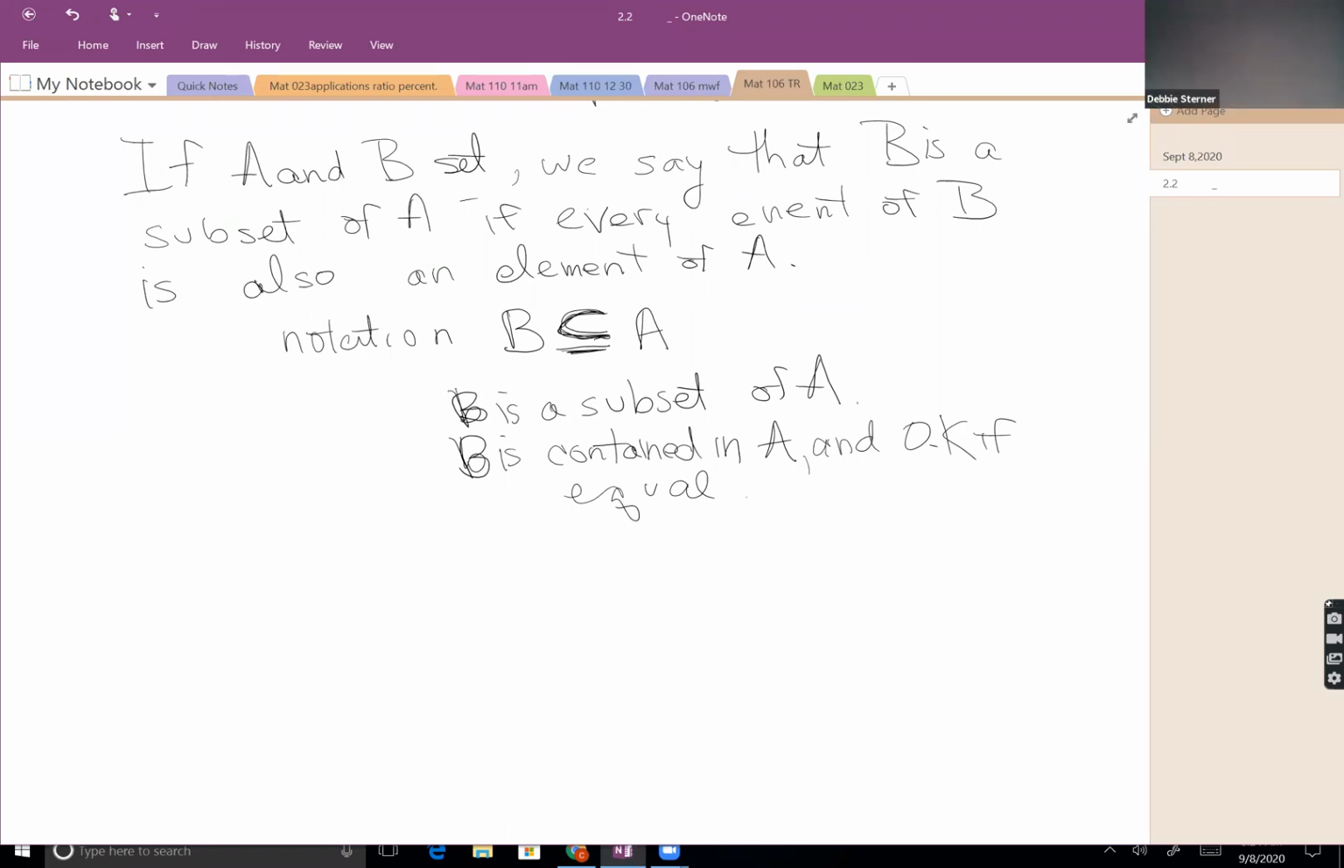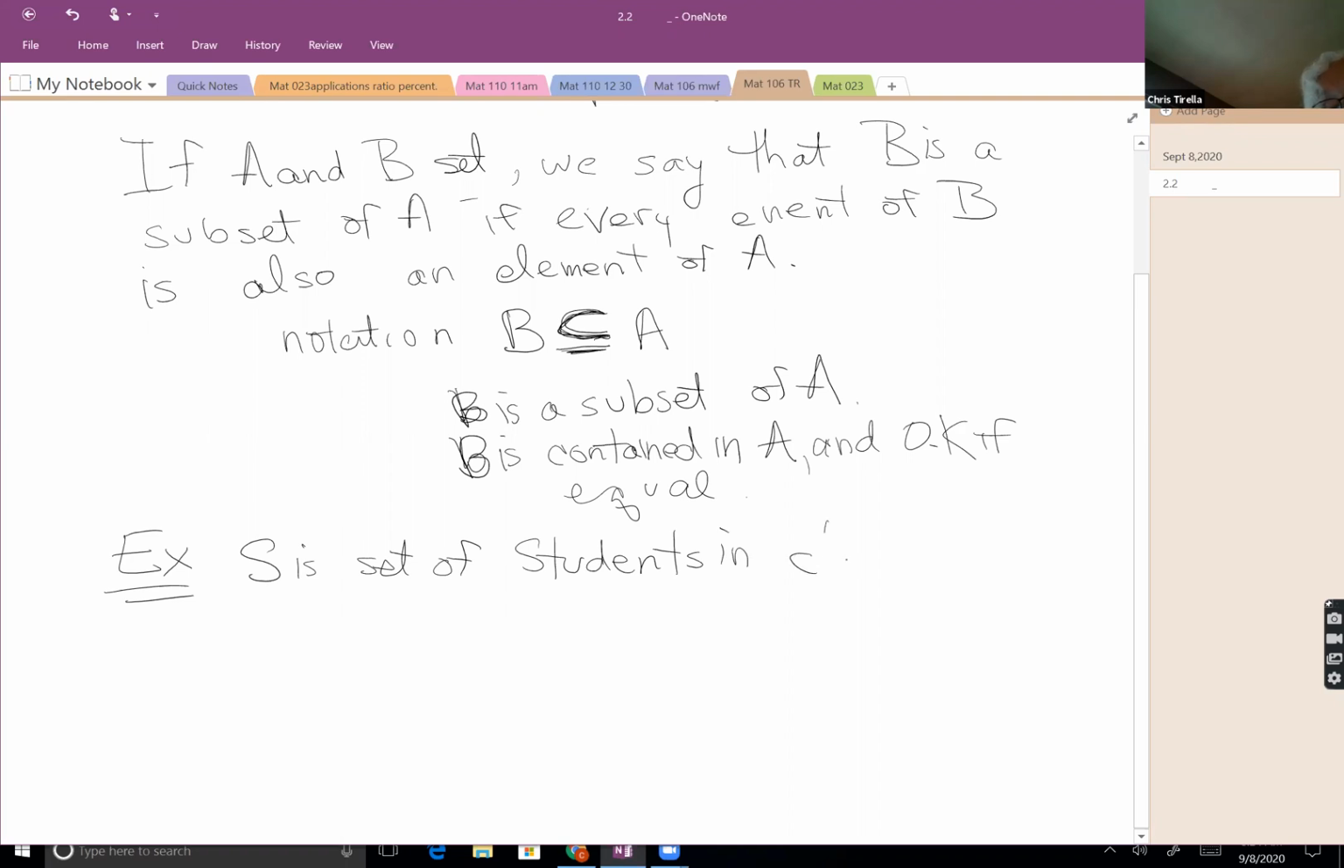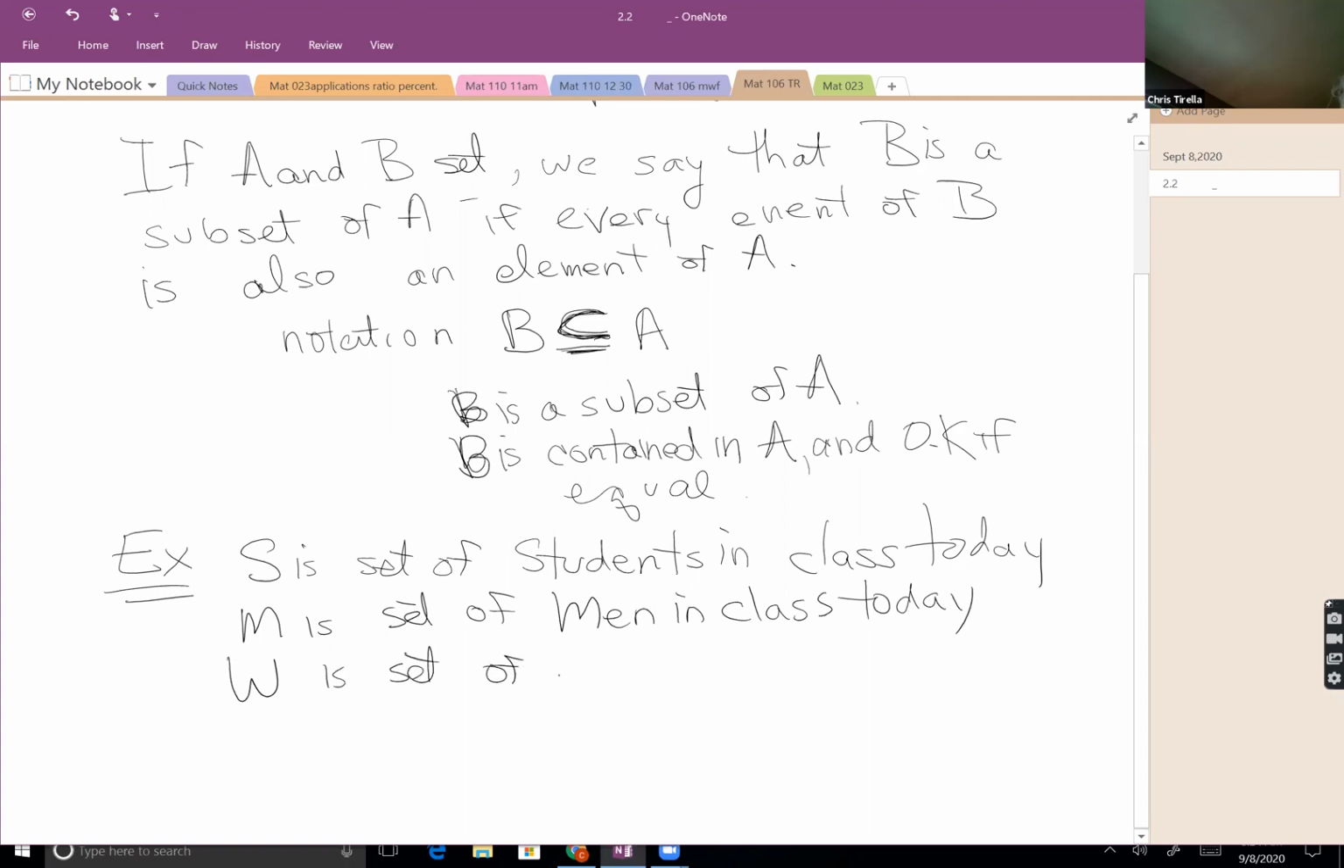We're okay. So if it is a subset, does that mean that it is equal? It can be, but it does not have to be. Okay, so let's look at an example. Let's say that S is the set of students in class today. Let's say M is the set of men in class today. And let's say W is the set of women in class today.